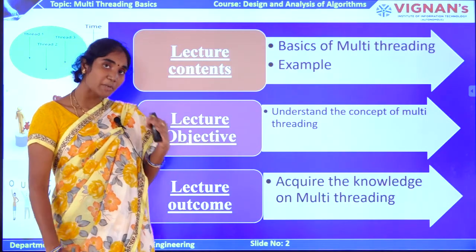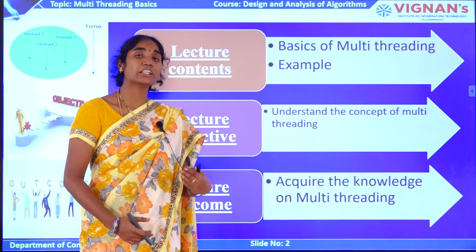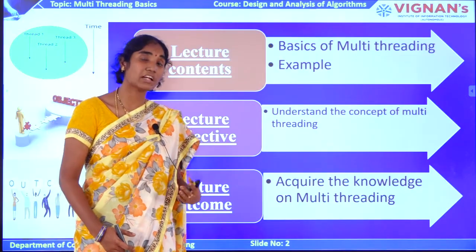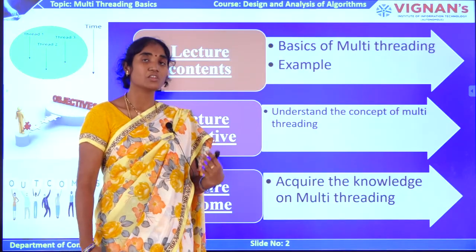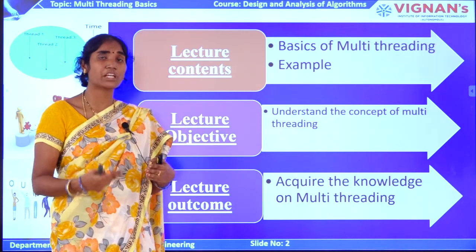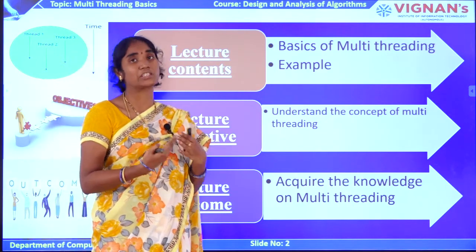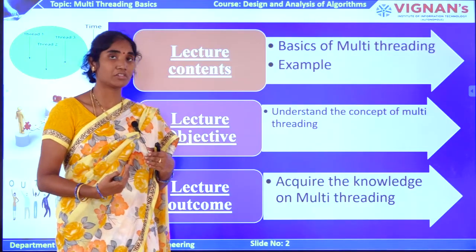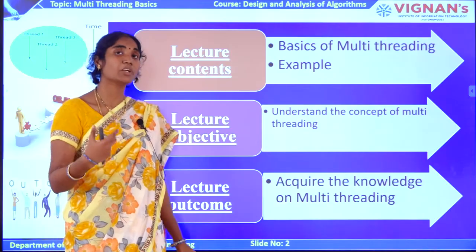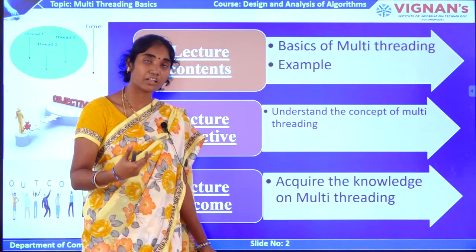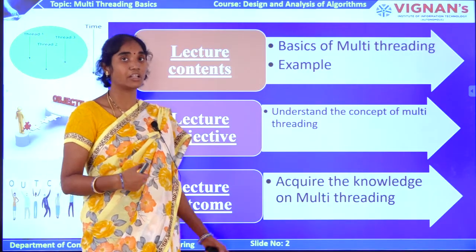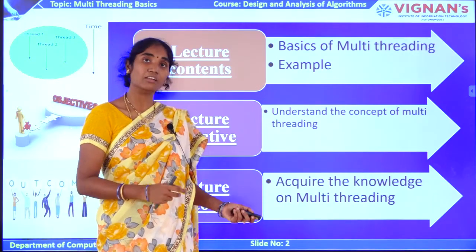And coming to the objective. After learning today's lecture, the students are able to understand the concept of multi-threading. So what is meant by multi-threading, and also what are the operations we are using, and what is the basic difference between uniprocessing and multiprocessing. And coming to the outcome, the students are able to acquire the knowledge on the basics of multi-threading after learning this particular lecture.